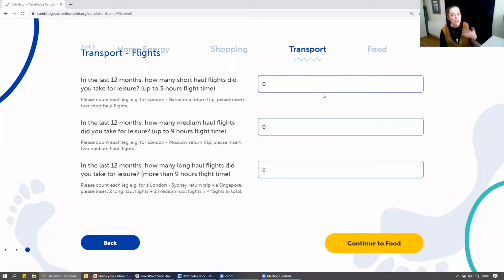Now, again, I'm going to do a 5-year average. I don't take many short haul flights, but I'm going to estimate that I take a long haul flight back to Australia every other year. Because this is one way, you count each leg one way, so on average I'm going to say that's one flight a year. So that would be one return flight every 2 years.